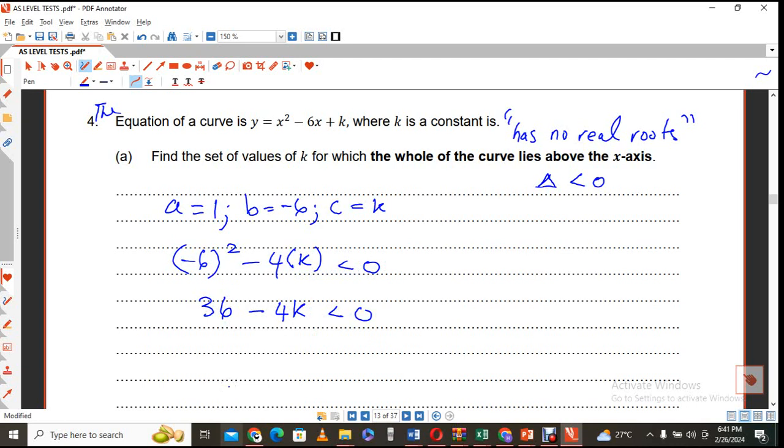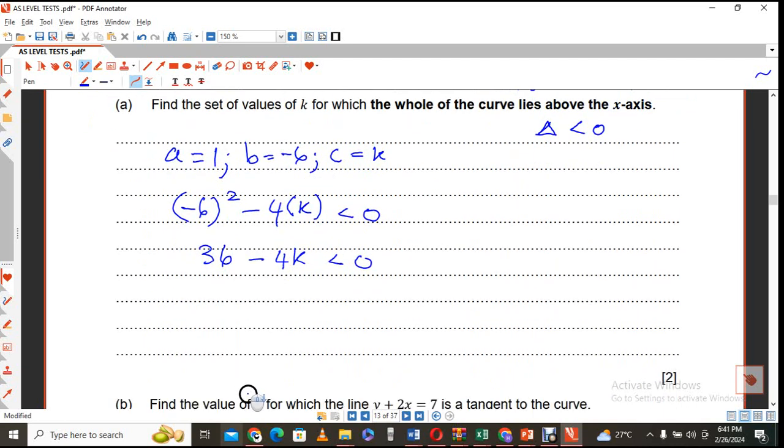Now, of course, this can be solved because it's basically going to be -4k is less than -36, dividing by -4, because you're going to divide here by -4 and here by -4. That means the inequality sign switches and k would be greater than 9. Very important that the inequality sign reverses, and you also take note of that.